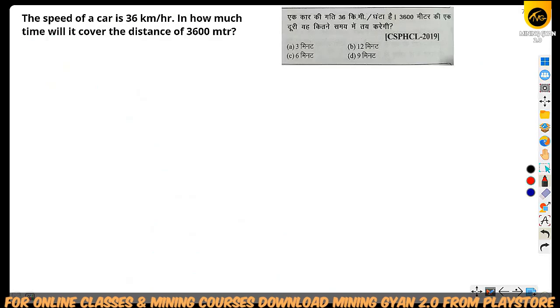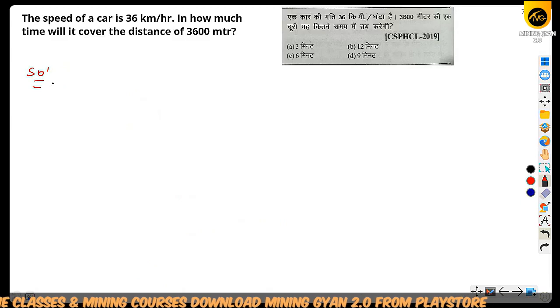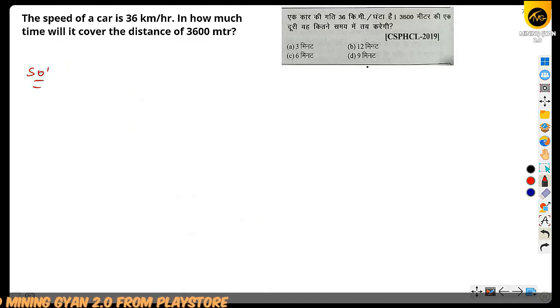The speed of a car is 36 kilometer per hour. How much time will it take to cover the distance of 3600 meters? So again, we have to find out the time duration or time interval. Okay, do it fast. What will be the answer? Options are 3 minutes, 12 minutes, 6 minutes, and 9 minutes.